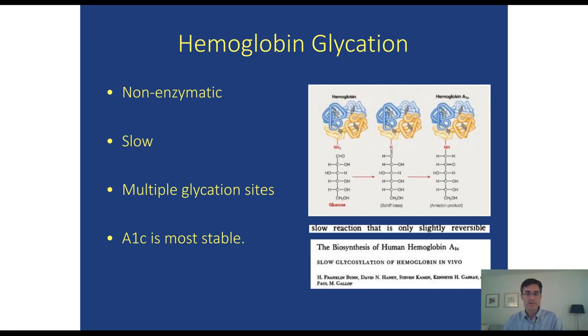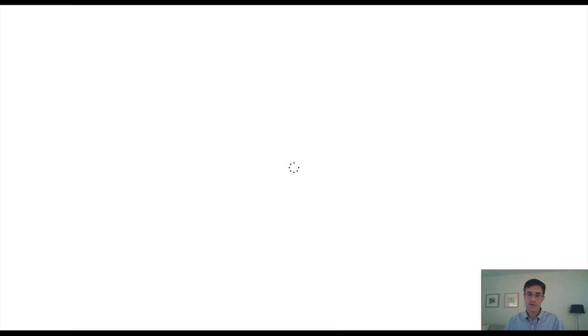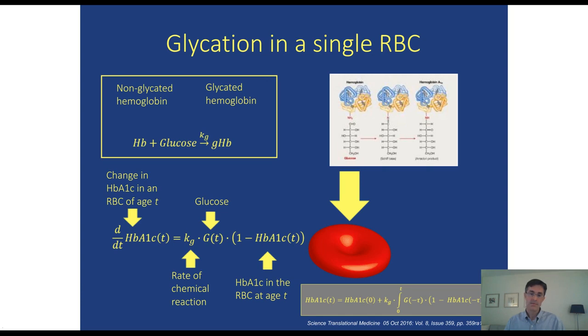What that means is the chemistry is very simple. There's no enzyme involved. It's a slow reaction, and we can then simulate that reaction and estimate its effect using simple models of chemical kinetics. The box shows the chemical reaction of hemoglobin being combined with glucose at a rate quantified by the Kg rate constant to form glycated hemoglobin. This simple chemical reaction can be described mathematically by the equations below.